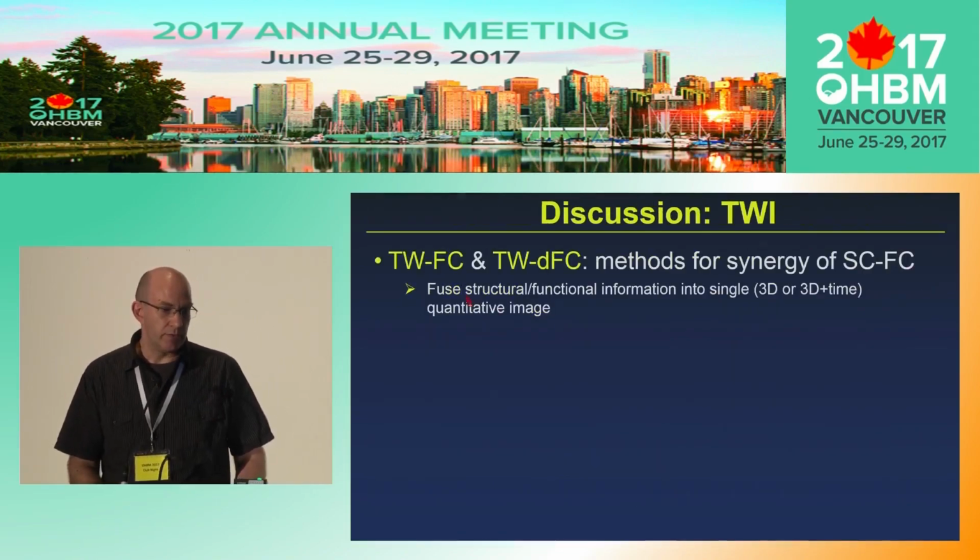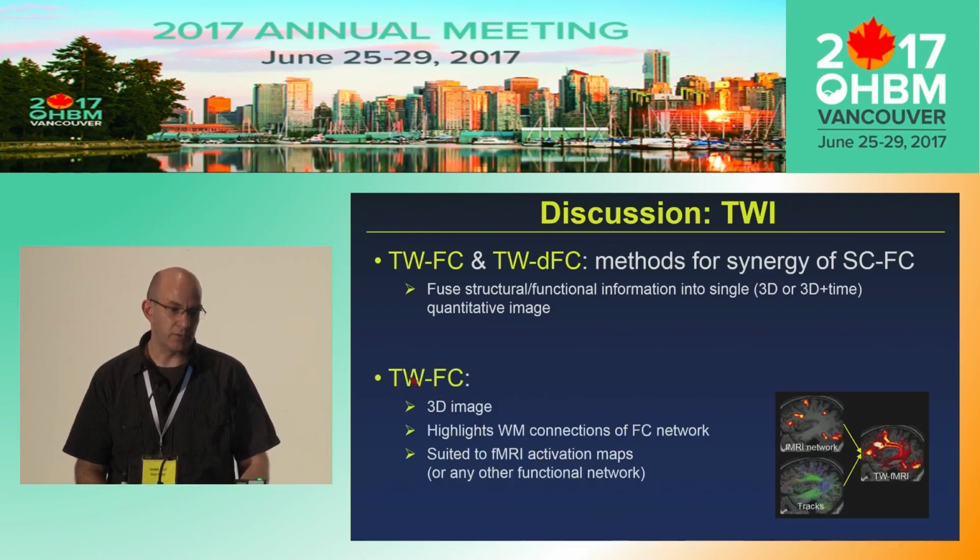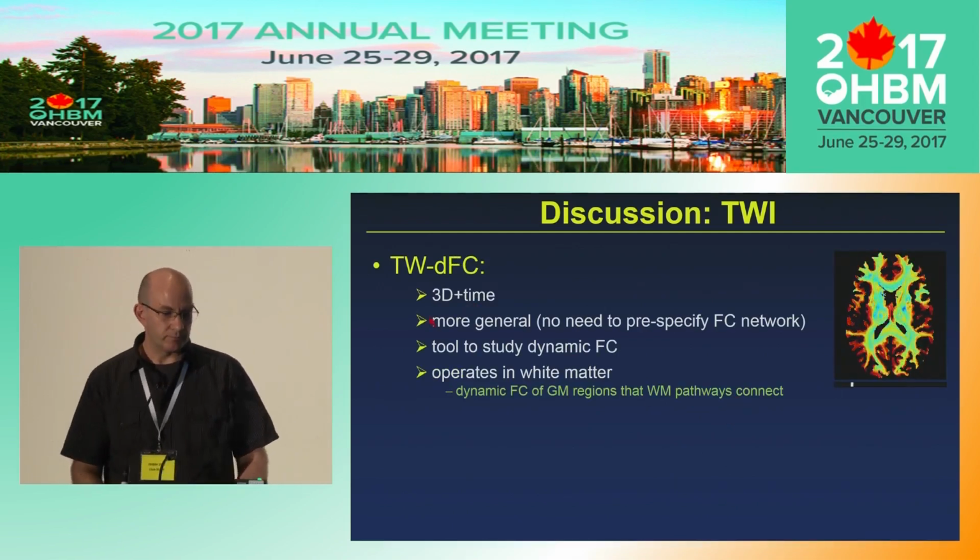So as a discussion, these 2 methods that I showed at the end, the track-weighted functional connectivity and track-weighted dynamic functional connectivity, allow you to combine structural and functional connectivity, so you do the analysis in a joint way from earlier in the analysis. The first one I showed, the track-weighted functional connectivity, is a static version, so it only uses a 3D image, and it helps you highlight the white matter connections involved with your network. But still the intensities are related to the functional connectivity. It can be done for any functional network, but you need to specify which network you're interested in.